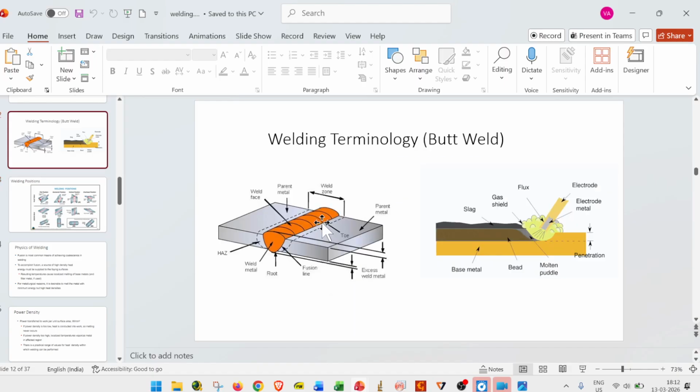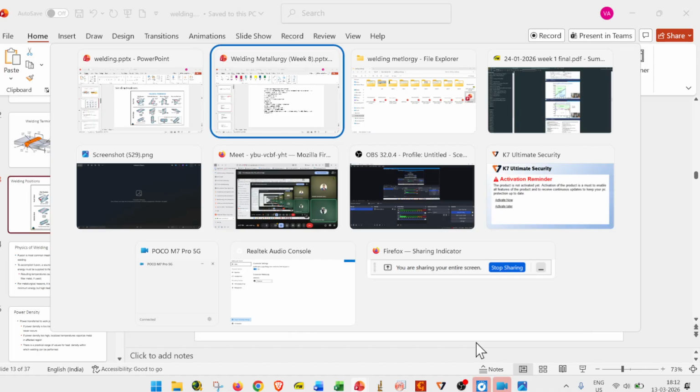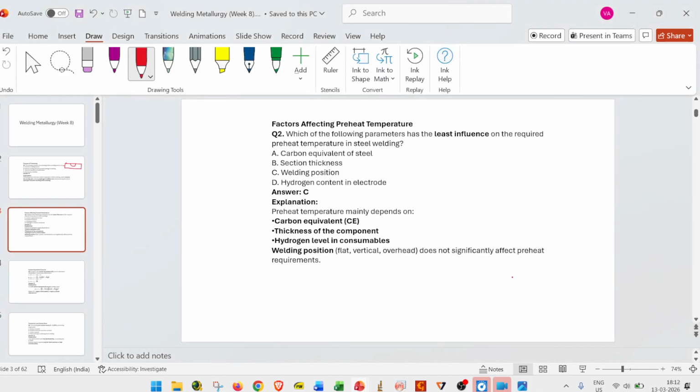This is the welding positions. 1G, 2G, 3G, 4G: flat, horizontal, vertical, overhead. 5G is the round pipe in horizontal position, and 6G is the inclined pipe, and 1F, 2F. G means groove welding, F means fillet welding. So based on that, welding position doesn't affect, because we mostly see it from the metallurgical point of view.